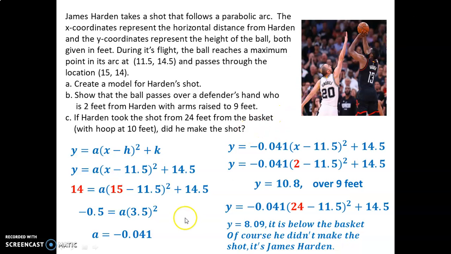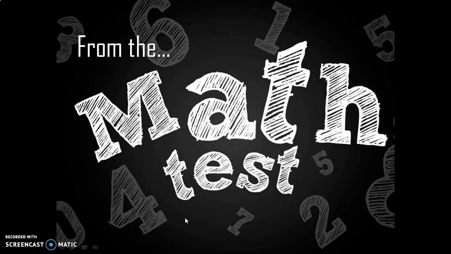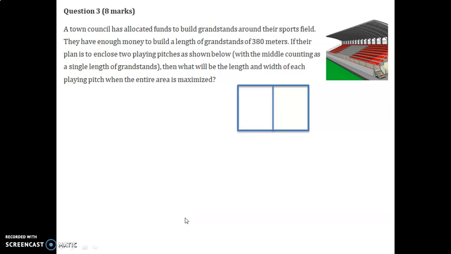That's what we expect. Okay, from the test, we had a question like this. It said a town council was building a sports field, and it had money for only 380 meters of grandstands, so seating for all the crowds. And it could build the grandstands anywhere, including the middle, it said. And it said, let the middle count as one single row of grandstands. So that means all these blue lines here have to add up to 380 meters.